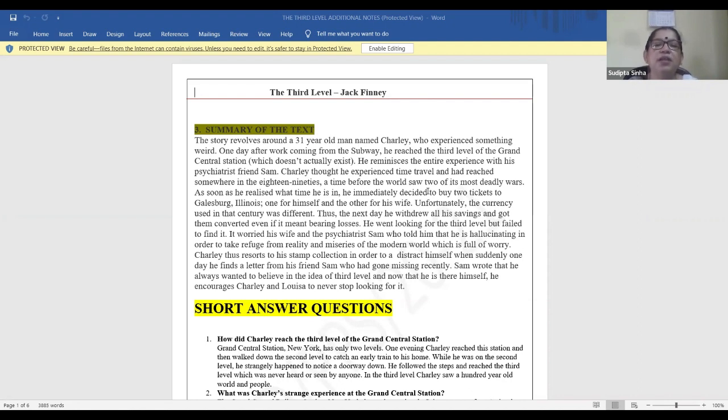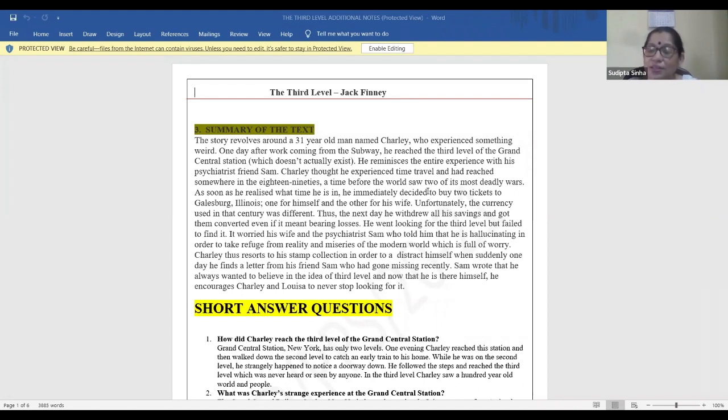As soon as he realized what time he is in, he immediately decided to buy two tickets to Galesburg. This is what he did, one for himself and the other for his wife. This is what the protagonist is doing. Unfortunately, the currency used in that century was different. Thus, the next day, he withdrew all his savings and got them converted, even if it meant bearing losses, because for $300, he actually ended up getting $200, a premium amount he had to pay.